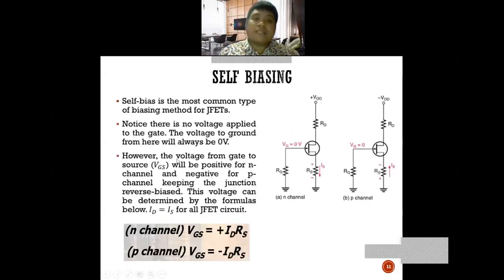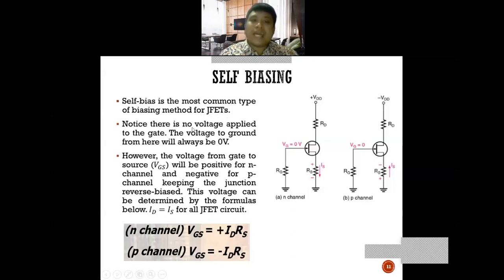Self-biasing is the most common type of biasing method for JFET. Previously, we learned about fixed biasing. Now we learn about self-biasing. We can see that in self-biasing, for N channel and P channel, at the gate you have an RG resistance, and at the source you have a resistance at the source. Previously, with fixed biasing, there was no resistor at the source. So self-bias is the most common type of biasing method for JFET.